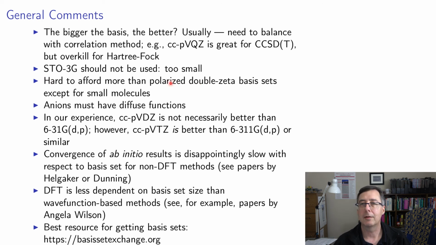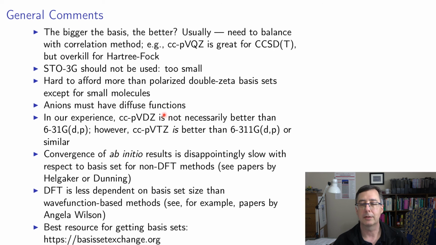Honestly, if you've got molecules and they're not tiny, you probably can't afford something bigger than polarized valence double zeta. So 6-31G*, maybe 6-31G**, or cc-pVDZ, or def2-SVP. That's the kind of basis set you'll normally be able to afford and that most people use. But if you've got anions or something like that, or polarization, you better put some diffuse functions on.